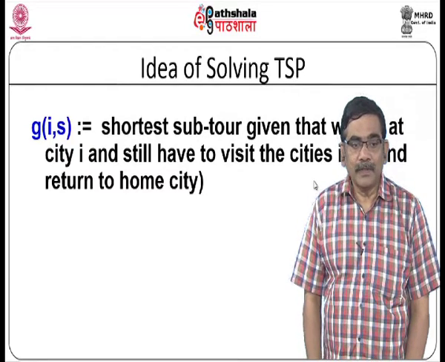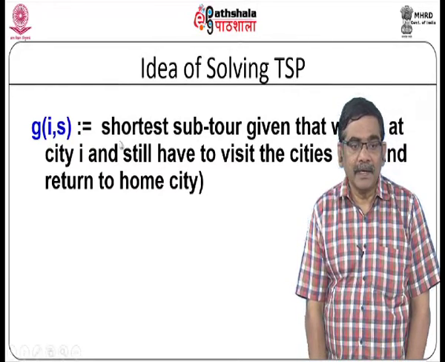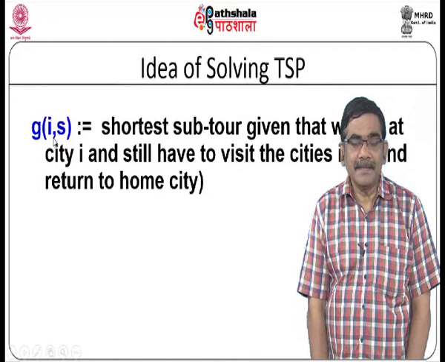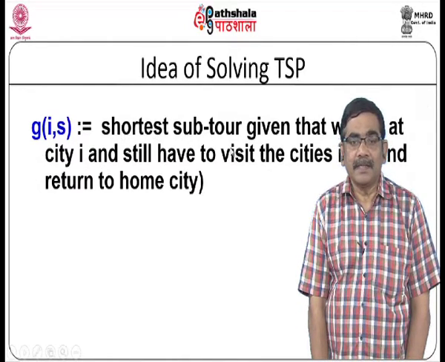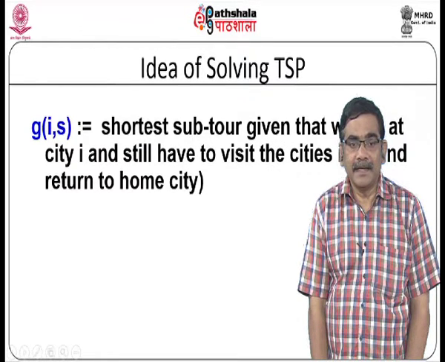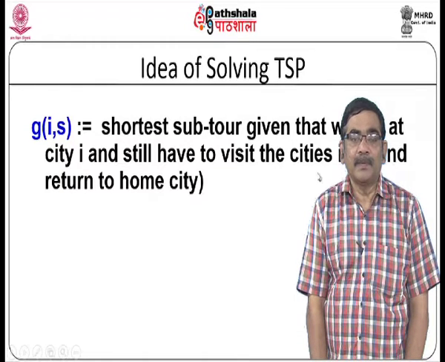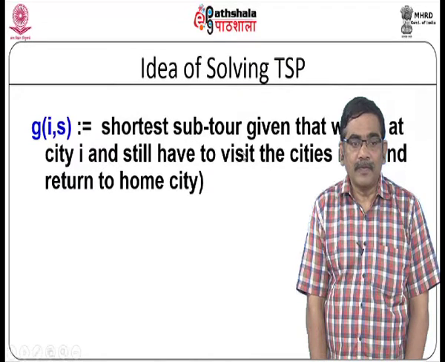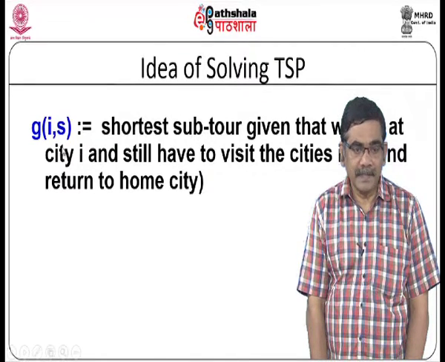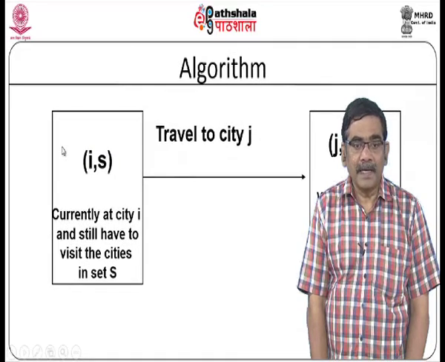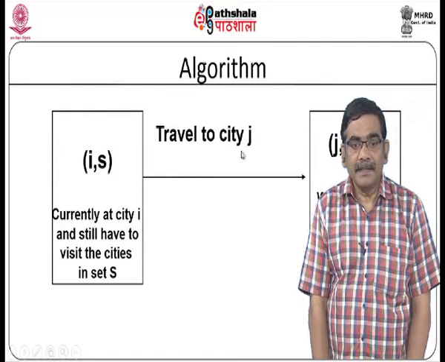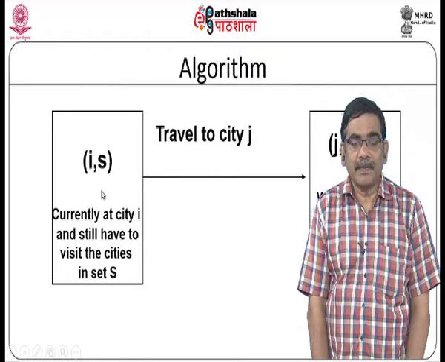So, here we are going to compute the function g of I comma S. It is the shortest subtour given that we are in city I and we have to visit all the cities in S, then we have to come back. In other words, the whole approach of this problem is to compute this g of I comma S. This is illustrated in this particular diagram.